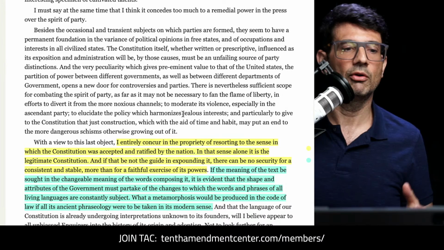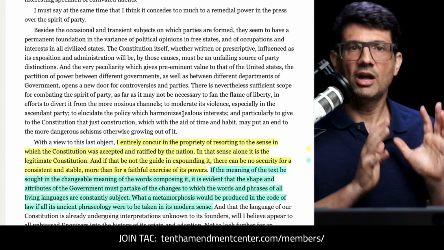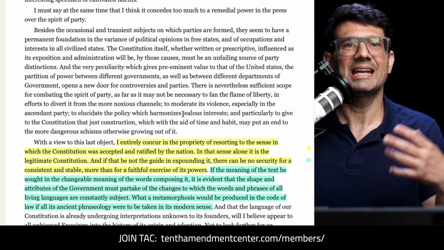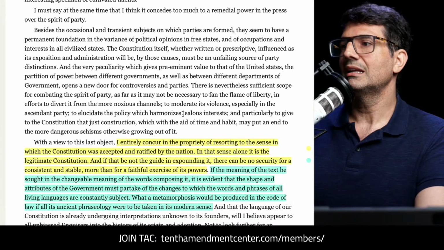So if you always understand a legal document in the way that it was understood the moment it was given legal force, and you start from there, and if you want to make changes, you amend it, there's a process for that, then you have a fixed constitution like Samuel Adams was talking about in 1768 in all free states. The Constitution is fixed. Madison goes further.